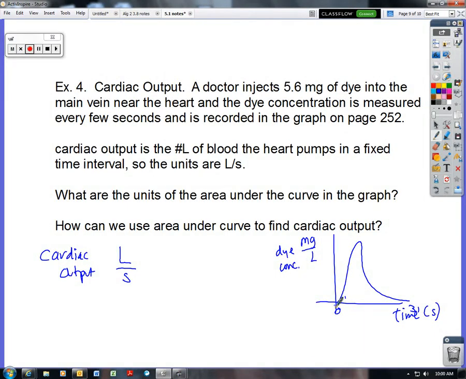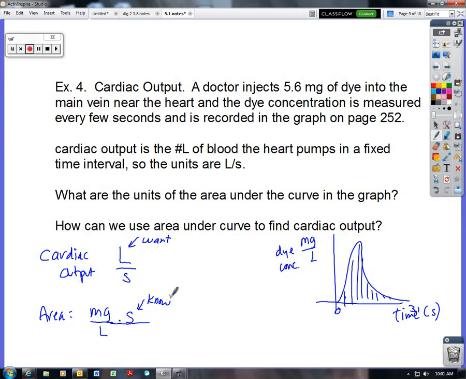So on that graph, if you were finding the area under this curve, what would the units of the area be? Well, we do the same thing. We do length times height, or height times width. So the height is in milligrams per liter, and the width is in seconds. So the units are milligrams seconds per liter. And we want to find cardiac output, so we want liters per second. This is what we want. And this is what we know. Well, we will know this once we sum it up using the RRAM or LRAM or whatever we choose.